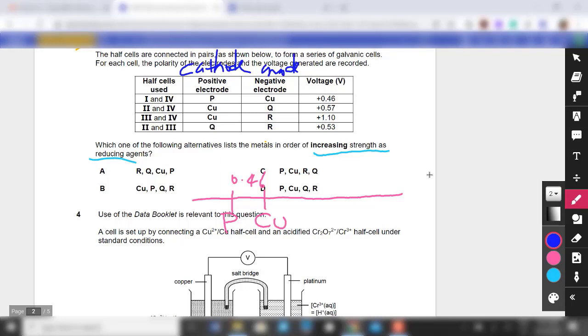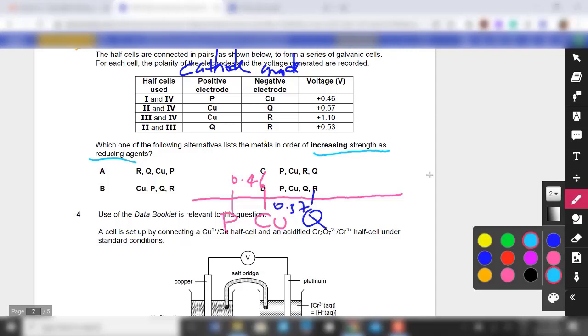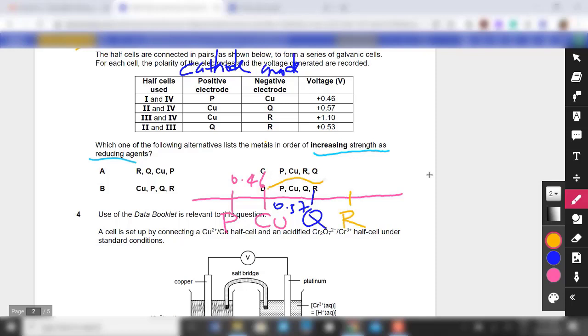Okay, now the positive electrode, you notice, is always on the left, and then Q is the negative electrode, positive 0.57. So now can I easily put Q here? And then this is actually 0.57. Okay, then I'm going to move on a little bit more quickly, because things are slightly easier now. Then copper and R. Well, R is here, because for R, this whole thing is 1.10. Okay, so I think once I write it out in this way, you can easily see that the more the metal is to the right, the stronger it is as a reducing agent. So without even going on further, you can easily pick D as the option for question 3.